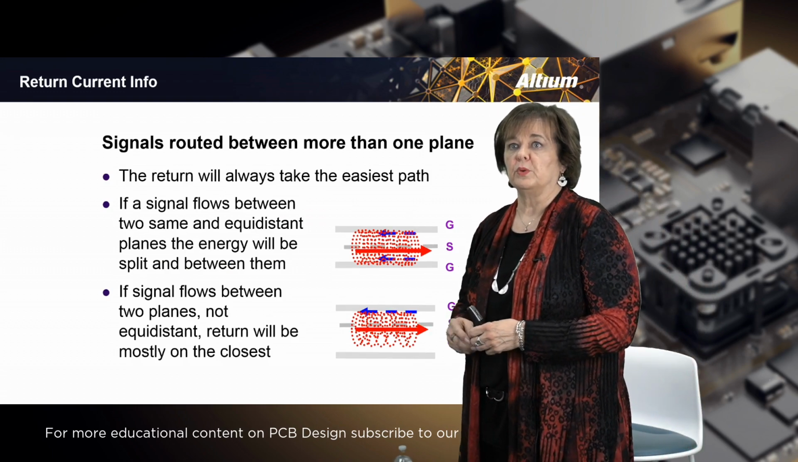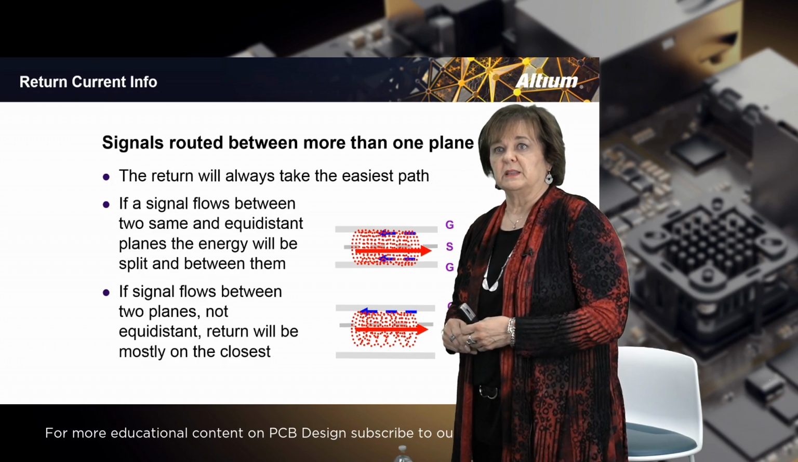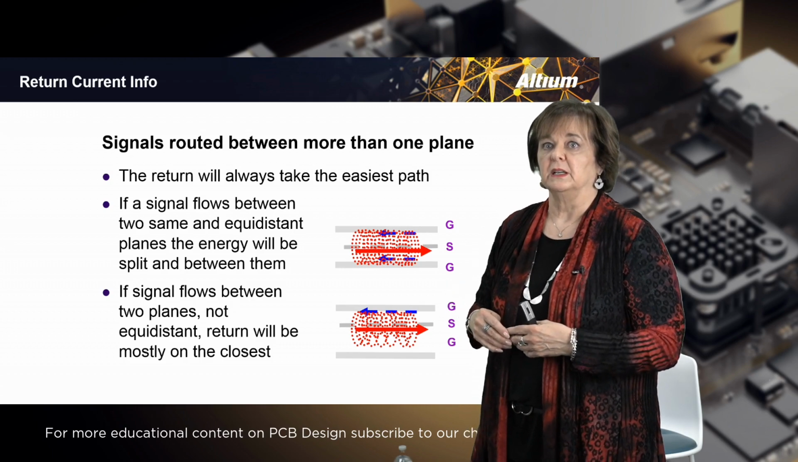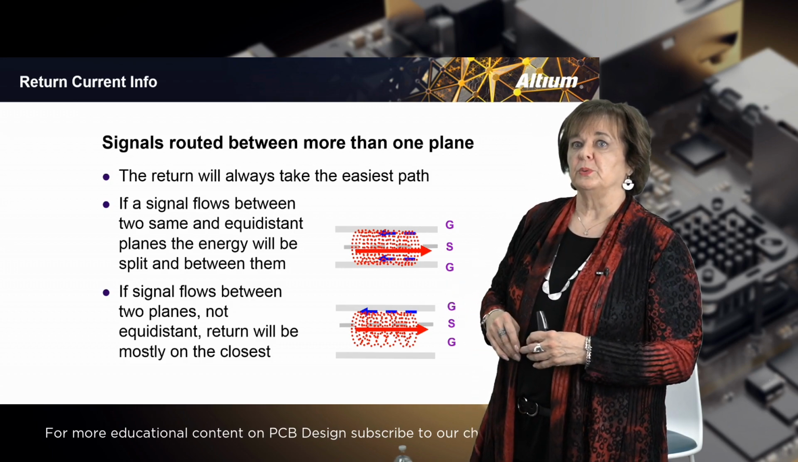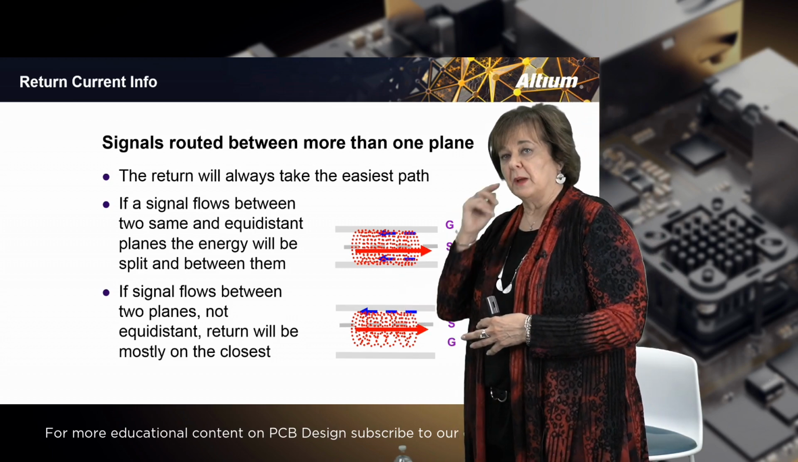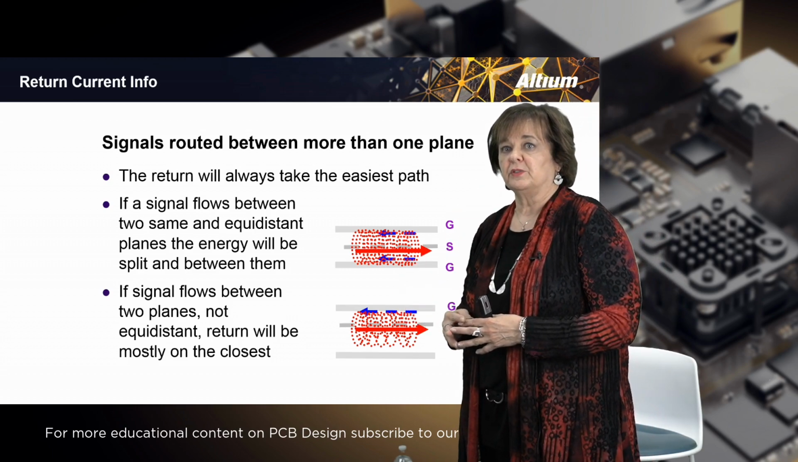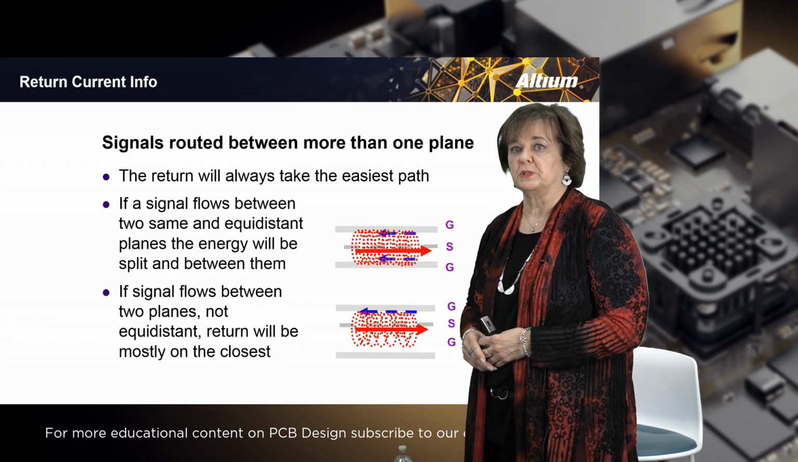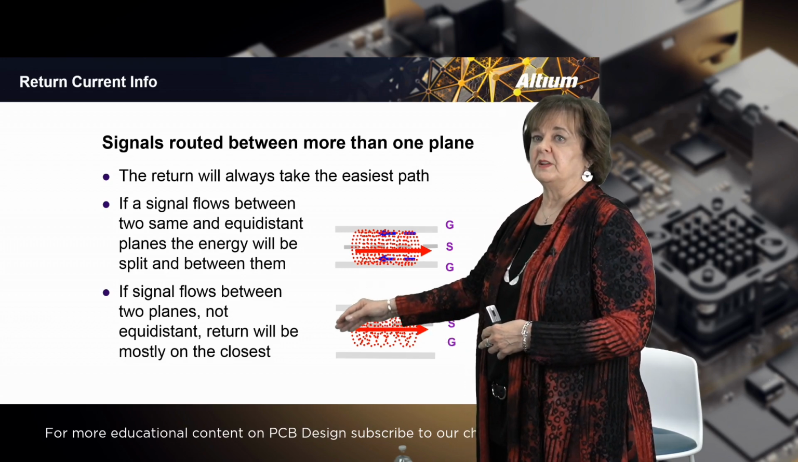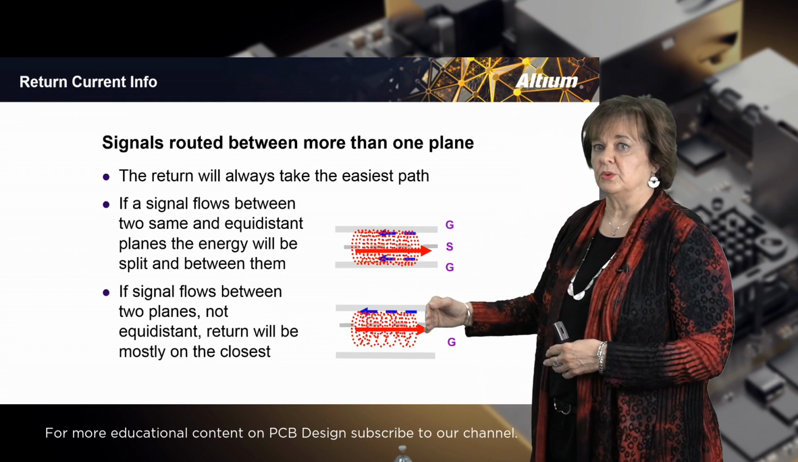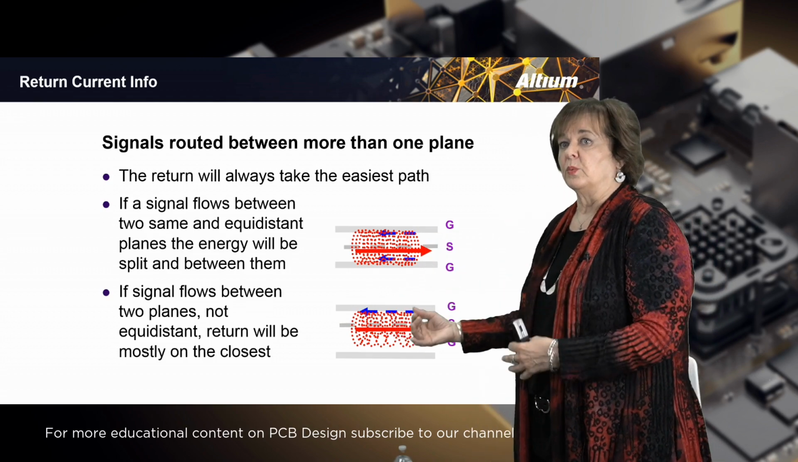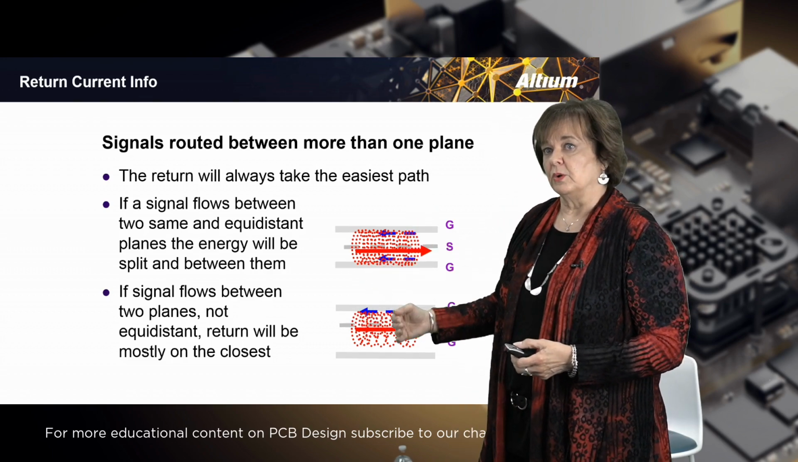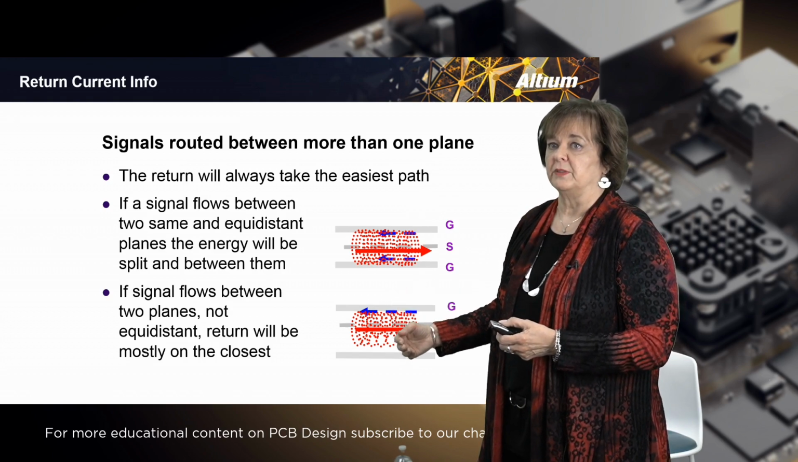Signals that are routed between more than one plane, the return will always take the easiest path. It's always going to take the easiest path for that signal at that frequency. And if the signal flows between two of the same planes, same type of planes, both grounds, and they are equal distance from each other, then it will split the energy between both of those planes. If the signal flows between two planes and they're not equidistant, obviously it would flow to the one that's closest to it, because it doesn't want to work that hard. Basically, it wants to do whatever is easiest. So it's going to flow to the one that's closest and easiest, but some of it would be down there on the other one as well.